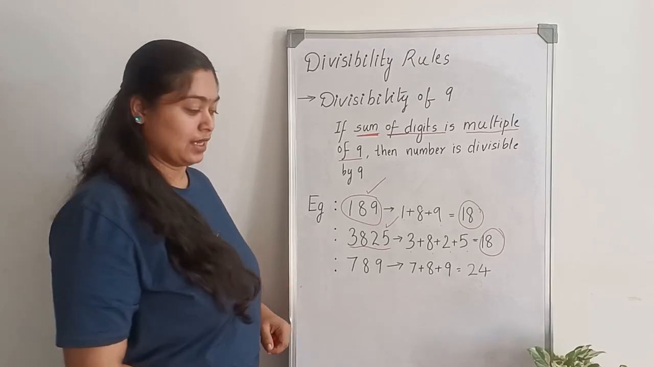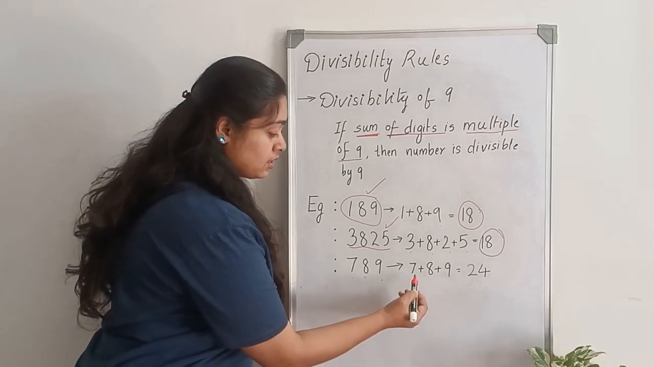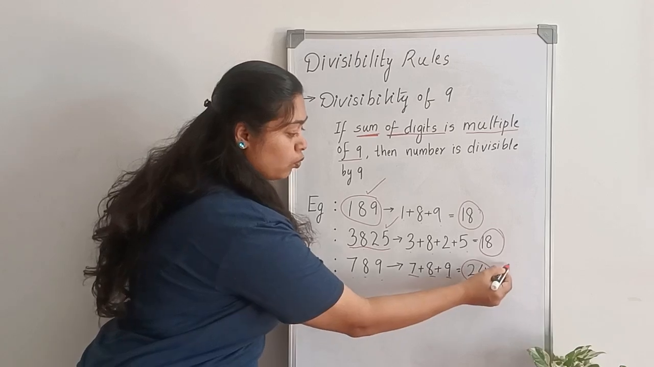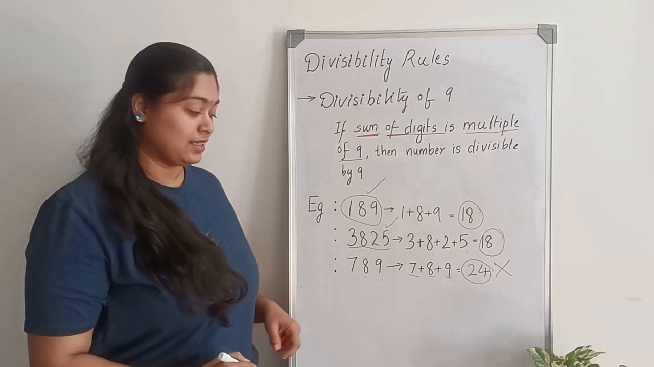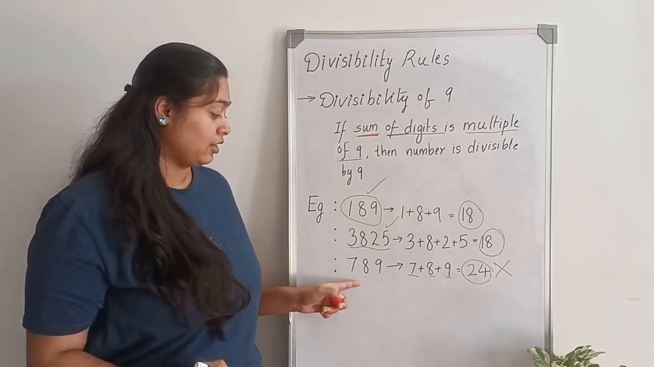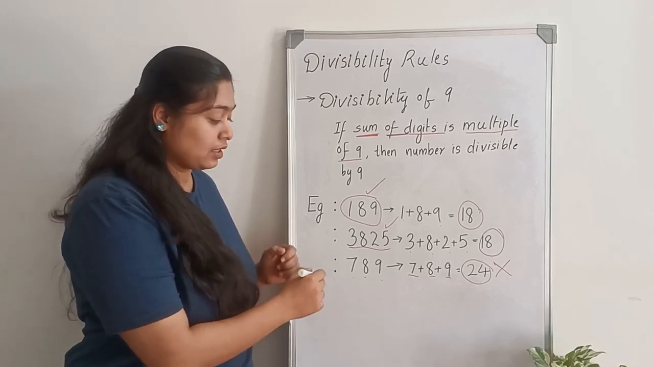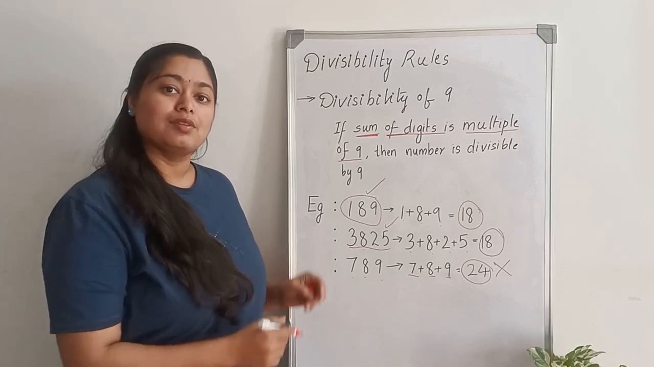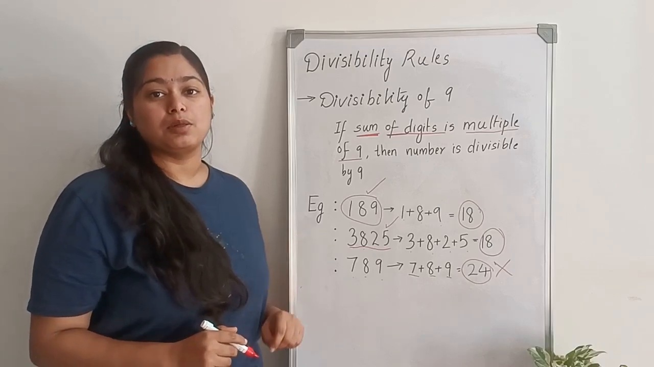Let's look at one last example. 789. The sum of the digits is 7 plus 8 plus 9, that's 24, which is not a multiple of 9. Which means this original number 789 is also not a multiple of 9, or this cannot be divided by 9 without leaving a remainder. So this is a simple method to check whether a number is divisible by 9 or not.